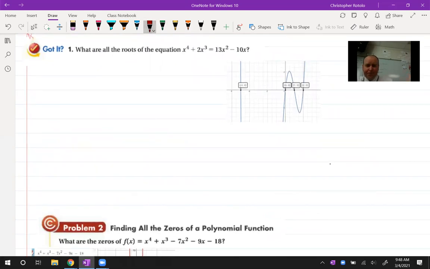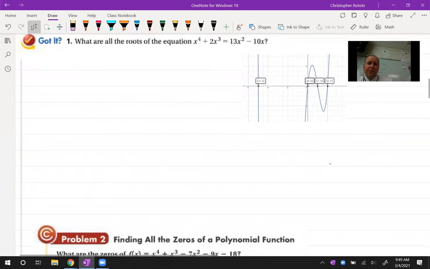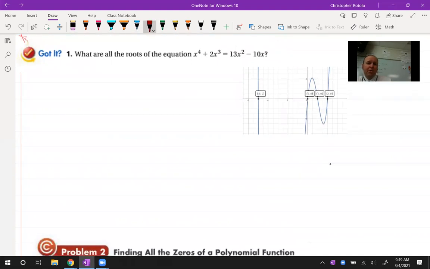All right, here we go. This time I gave you the graph again, but the equation's kind of a mess. So if you don't trust my graph, then go ahead and drop this in Desmos. But we're going to move all of our terms over. So I have x to the 4th plus 2x cubed minus 13x squared plus 10x, right? Because I'm going to subtract 13x squared and I'm going to add 10x to get it to one side so it equals 0.